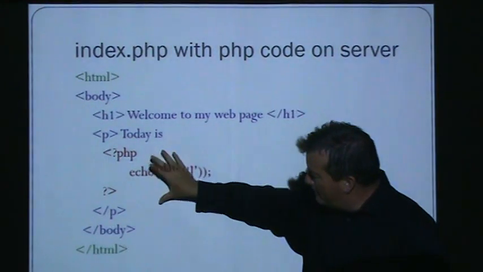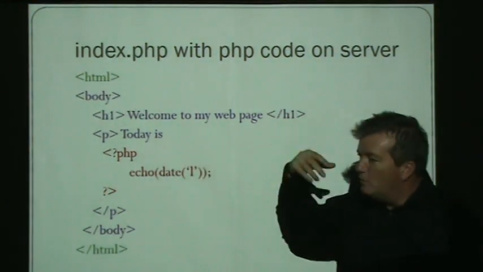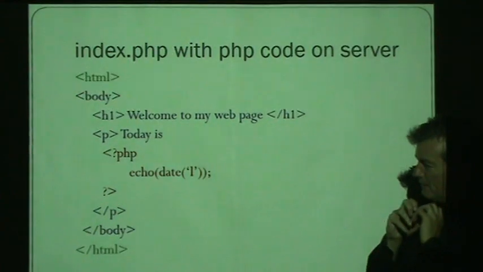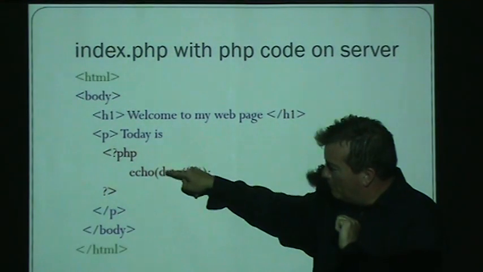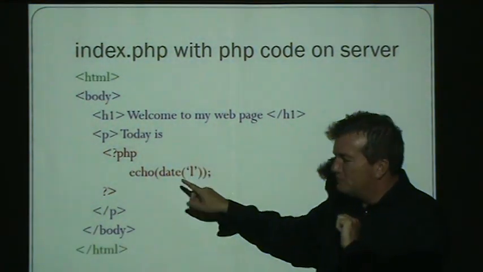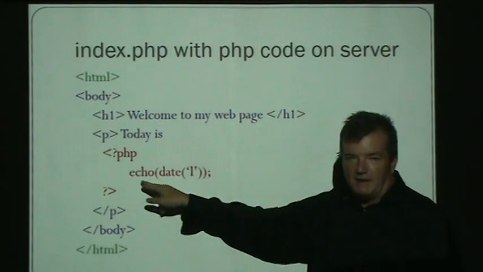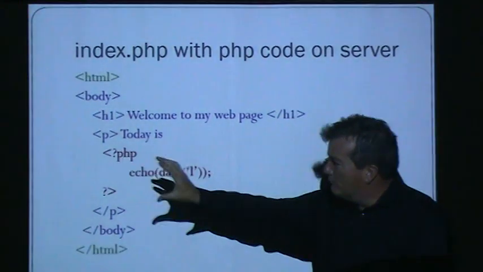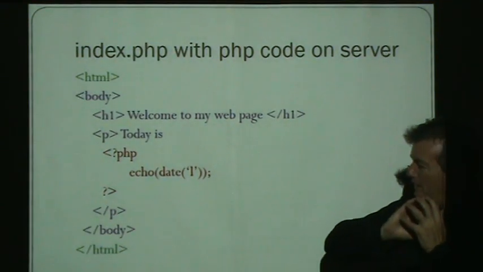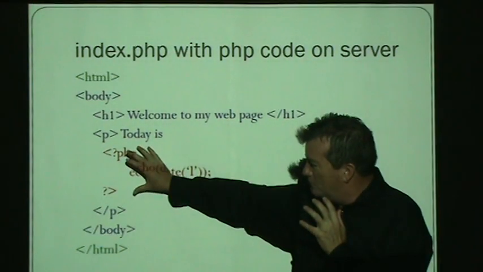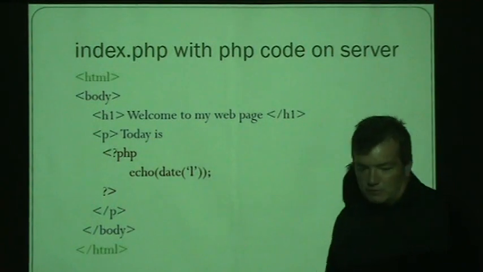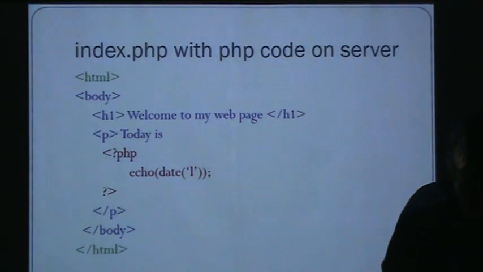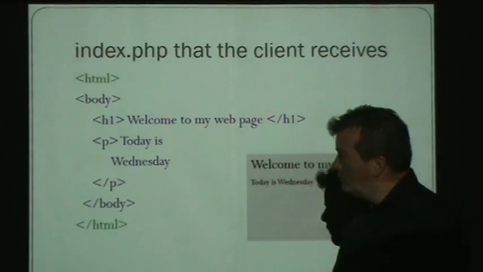Everything that's in red will get removed from the file, and this program will run. This program basically just says print out whatever today's date is. So today's Wednesday. This will all be removed, and the word Wednesday would show up here. So when it goes to the client, that's you, it would look like this.